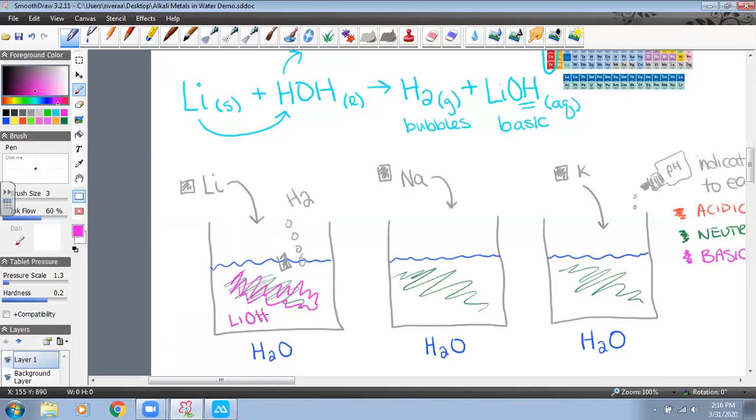Now remember, this happened because lithium was losing its one valence electron. Okay, so this one valence electron on lithium was getting plucked off. Where was it going? It was in fact going to the hydrogen. We're not going to talk about all of those details. That's for later on in the year. But just know, lithium's electron got plucked off.